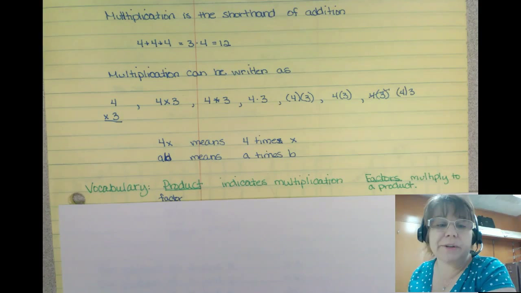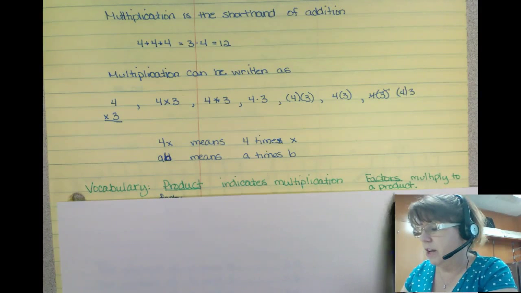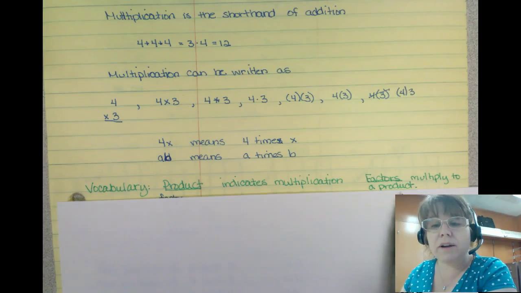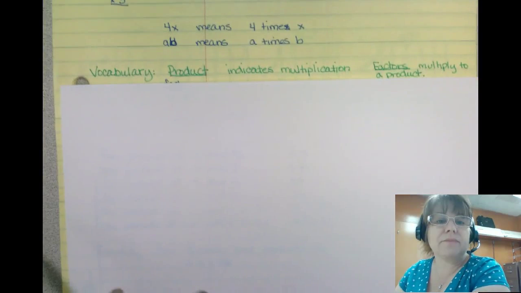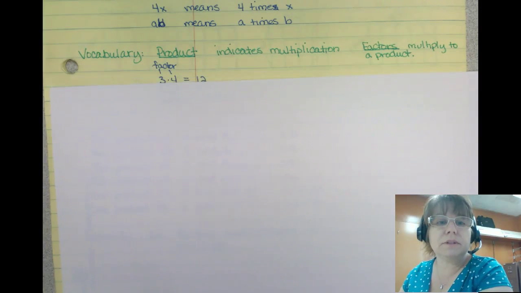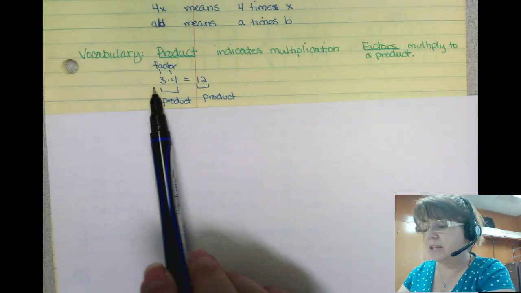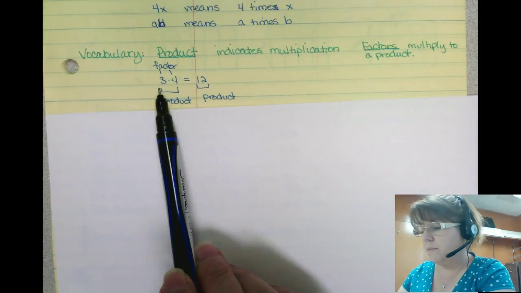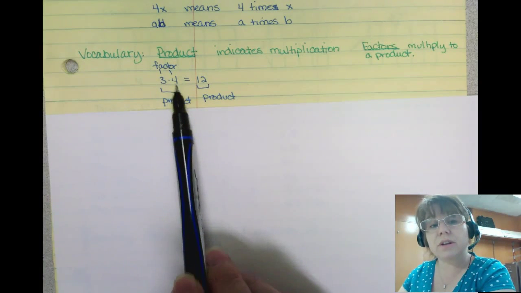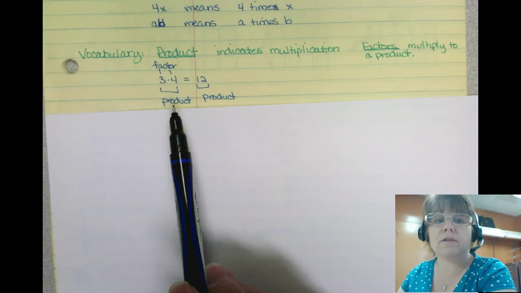So let's get some vocabulary down. Product. That means we're indicating multiplication, and factors is what we multiply to get a product. That's a lot of words, but what does it mean? So let me give you an example. 3 times 4 equals 12. 3 and 4 are factors. The product is the 3 times 4 and 12.